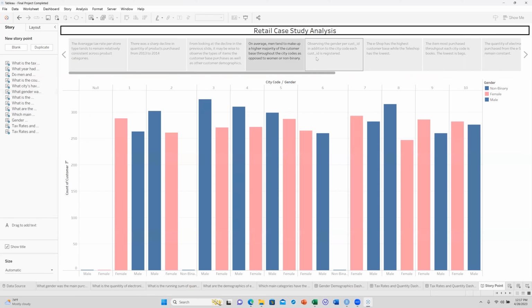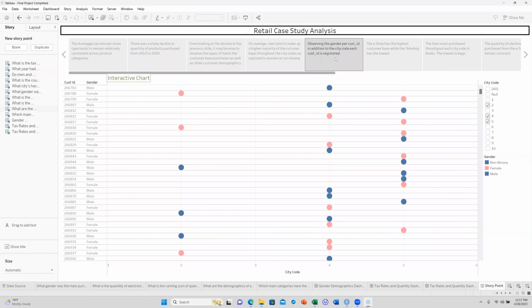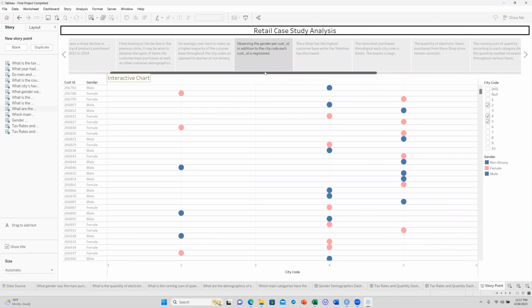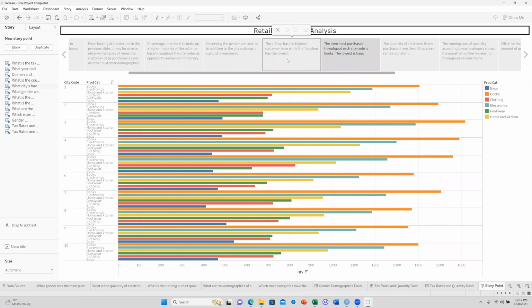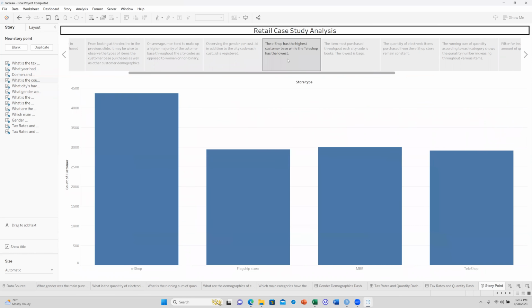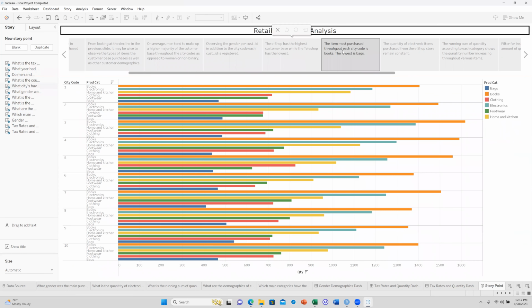To increase those numbers, we observe the gender per customer ID in addition to city code. Each customer ID is registered, so we can see their specific gender. Then we have the eShop, which has the highest customer base, while the teleshop has the lowest. That's not surprising, because I believe it was the teleshop that had the lowest overall tax rates. And then the item most purchased throughout each city code is books.